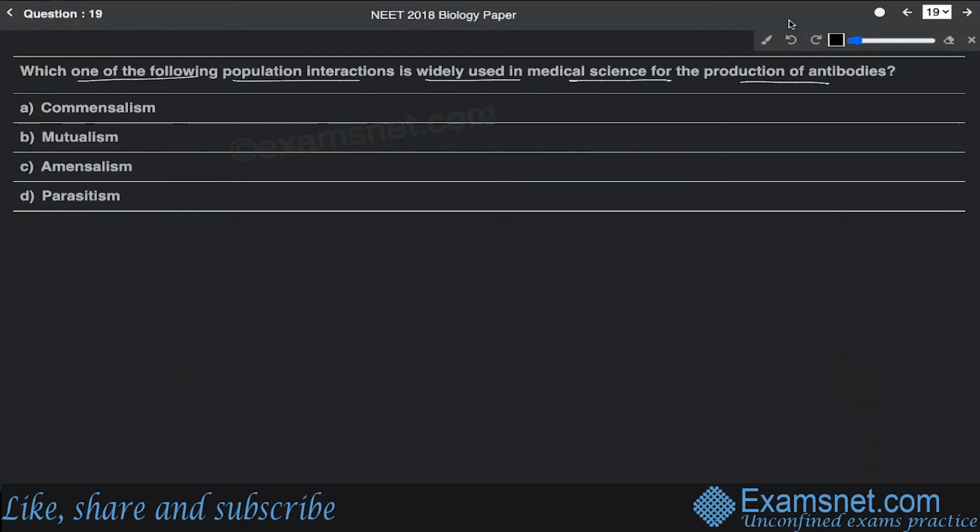So basically, commensalism and all these are kinds of population interaction where one organism can either be benefited or lost, or it can neither be benefited nor lost. Out of all the options that you can see, amensalism, that means option C, is the one which indicates the process of antibiosis, since here it is asking about what is used in medical science for the production of antibodies.